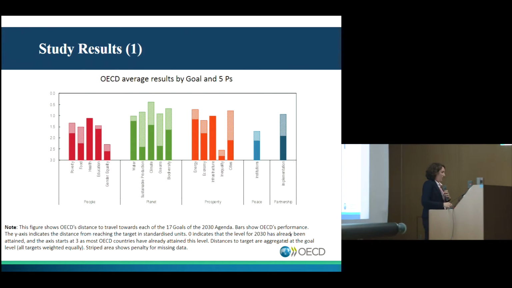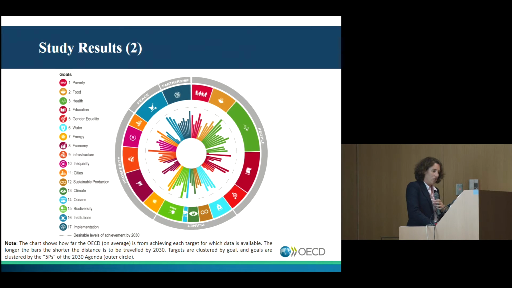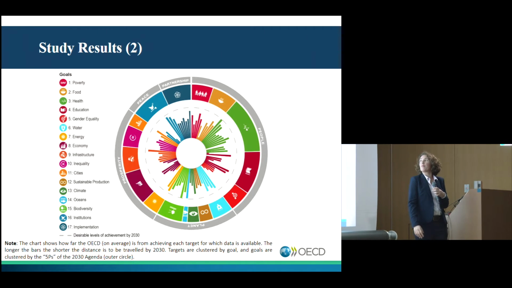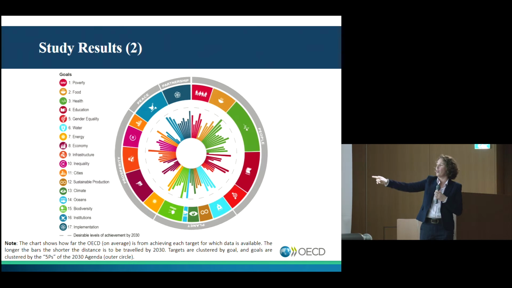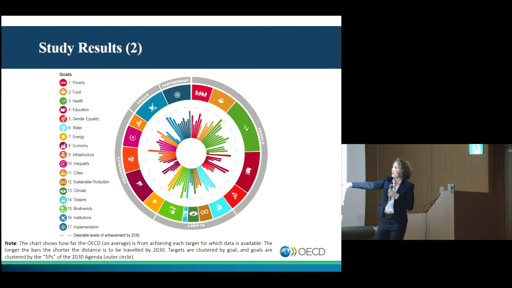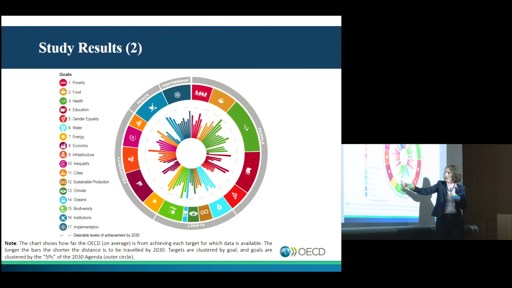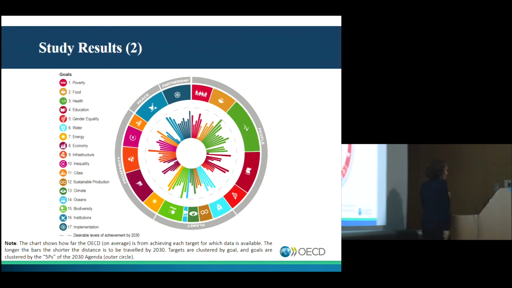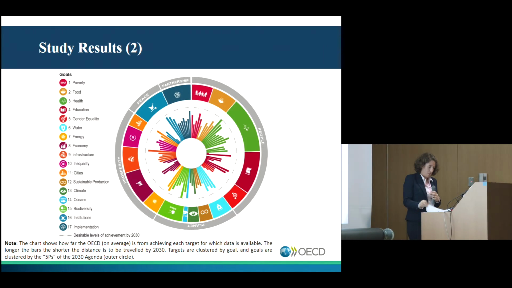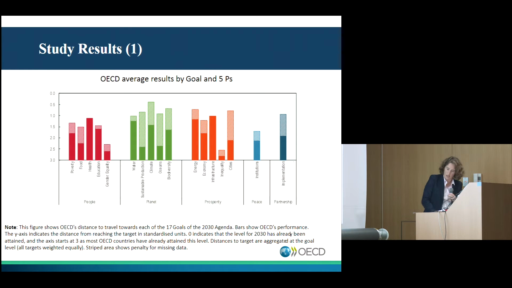We also visualized these results at the target level, and this is taken from the 2017 edition. It shows how countries are doing on each one of the targets, again using the 0 to 3 scale. So the outer line is 0. If you've reached the outer line, then you've achieved the target, and it starts at 3, which is 3 standard deviations away from achieving the target. Now, what does this show us in terms of how OECD countries are doing overall? I'll just go back to show you at the goal level. It's a bit easier to visualize.